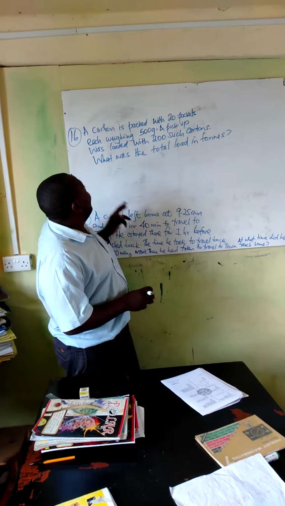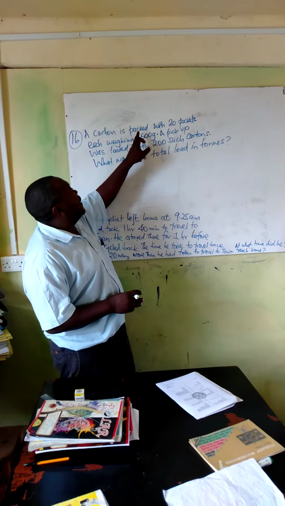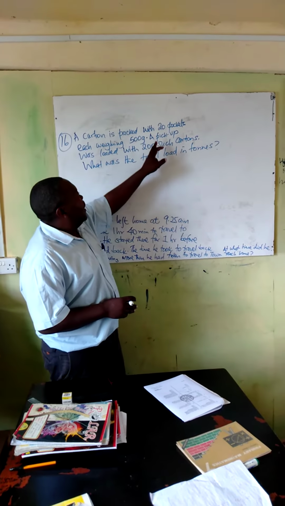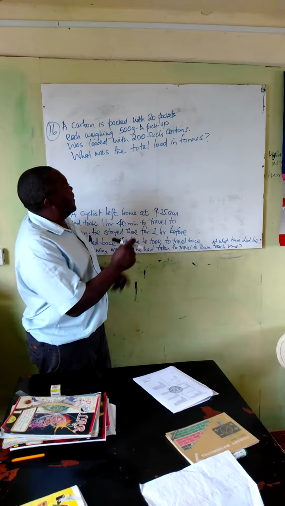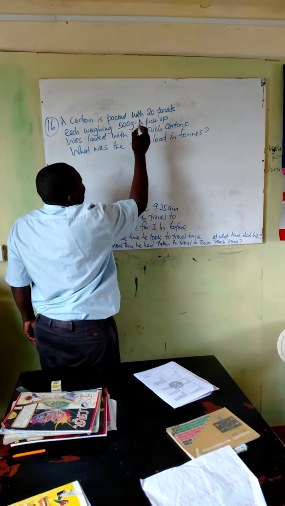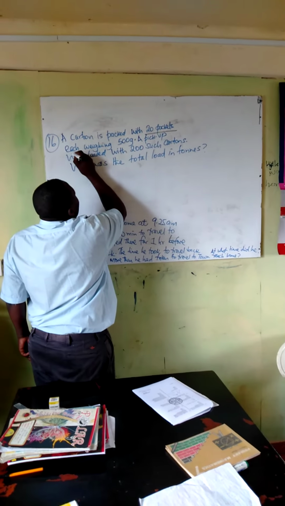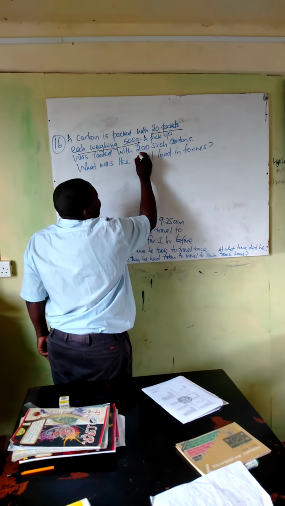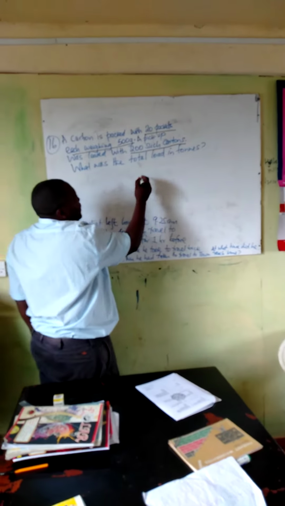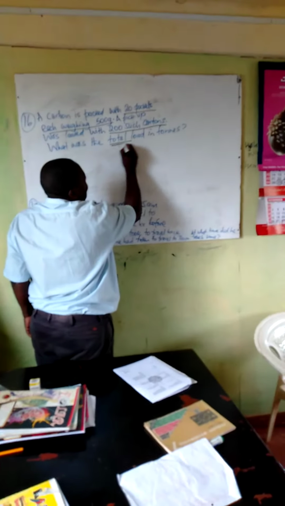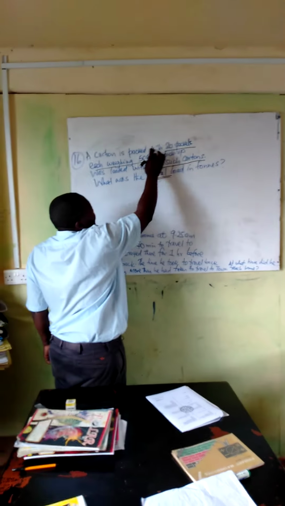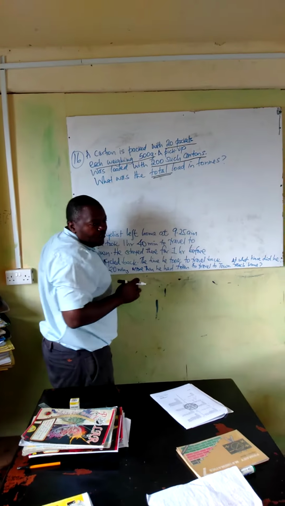Now in question 16, we have a carton packed with 20 packets, each weighing 500 grams. A pickup was loaded with 200 such cartons, and you are asked what is the total load in tons. I want us to underline the keywords. We have 20 packets, each weighing 500 grams, that is key, and then 200 such cartons were packed in that pickup. And then the question is, what was the total load? Total load is key.